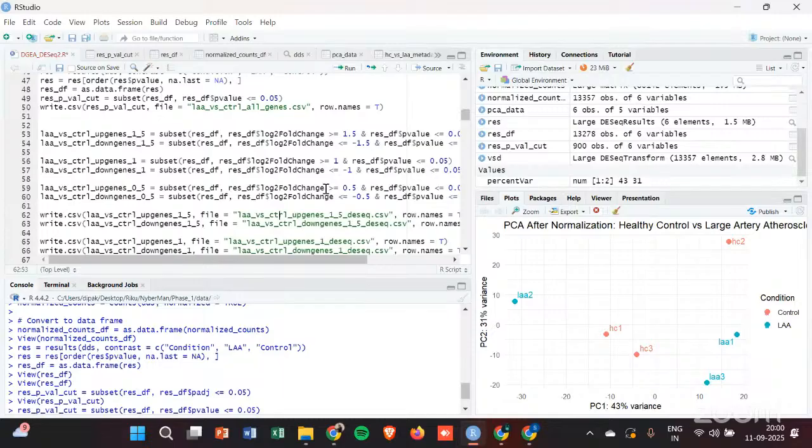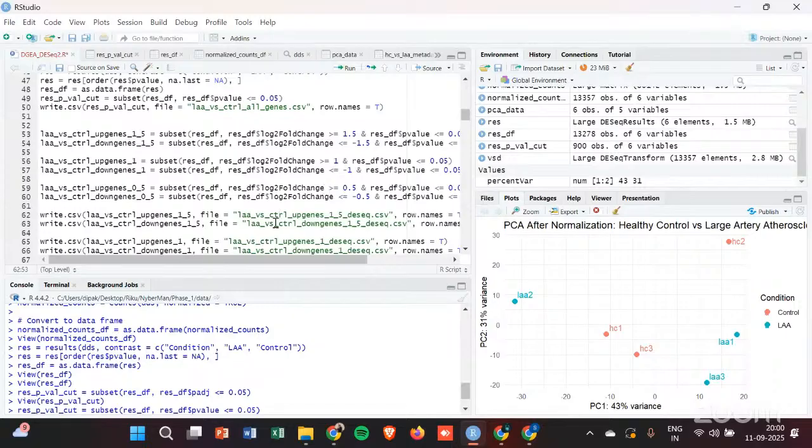0.5 is like the bare minimum. You should not go below 0.5. That is what people have agreed on. But then again, as I said, if the two conditions that you're actually comparing are very close, in that case you can even go below 0.5, because these conditions are so close, any subtle difference could actually be a biological difference. Okay, sir, thank you.